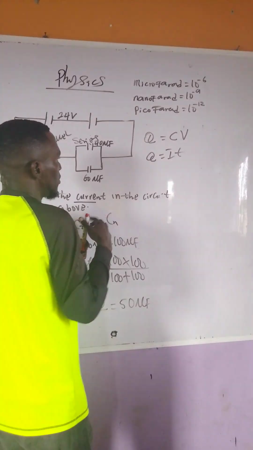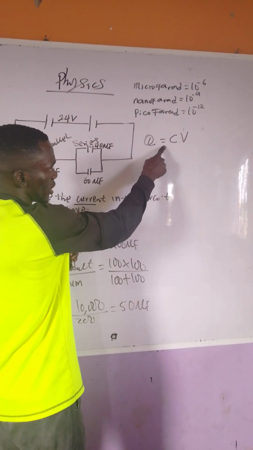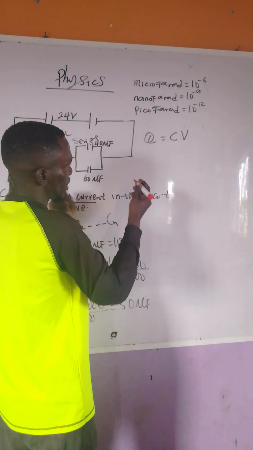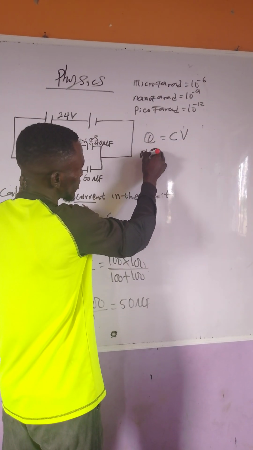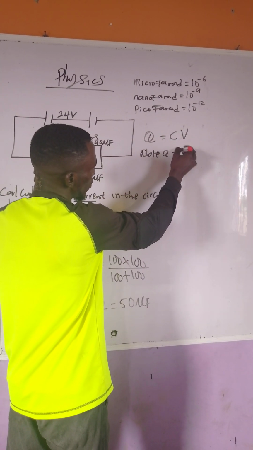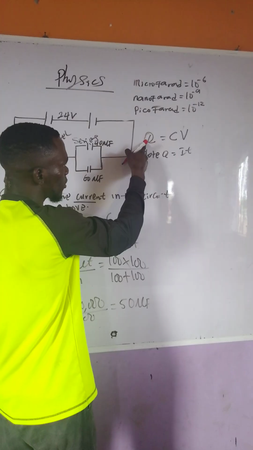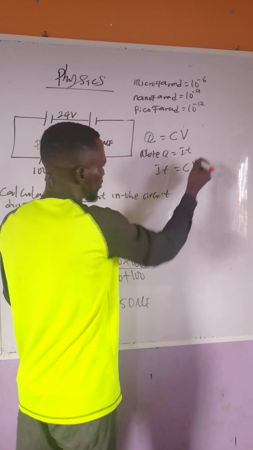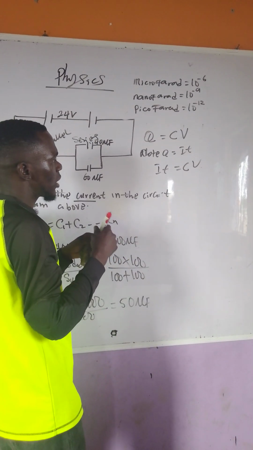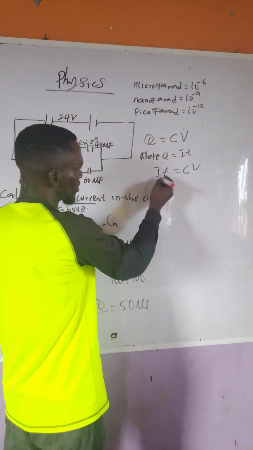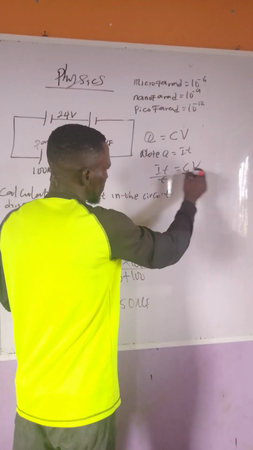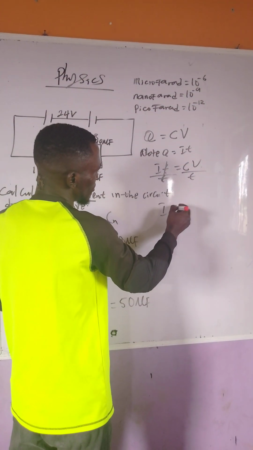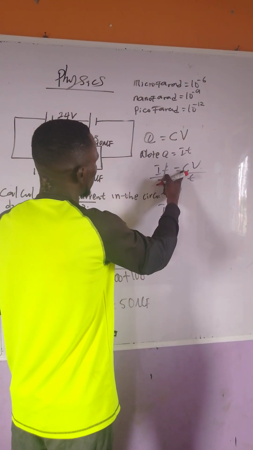When we have the charge equals capacitance times voltage, and the charge equals current times time, the current times time equals capacitor times voltage. We're actually looking for the current, right? So I'm going to move the time out, so how does the current equal the capacitor that we solved for?